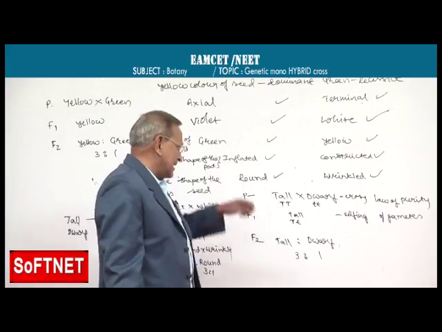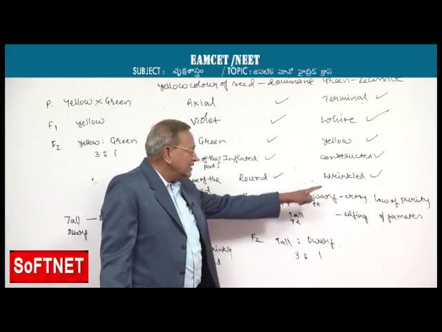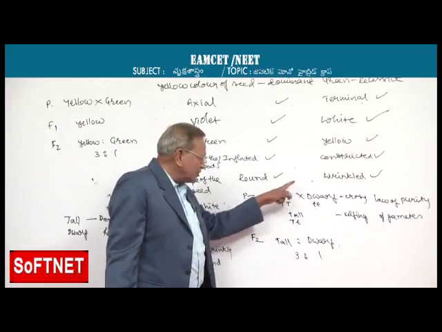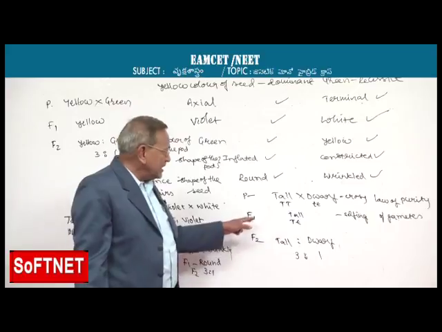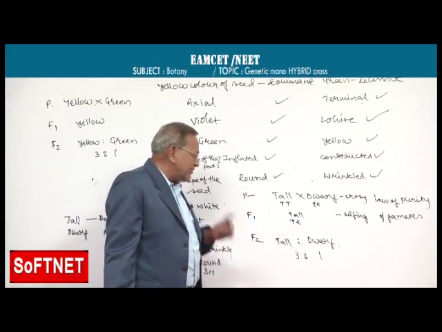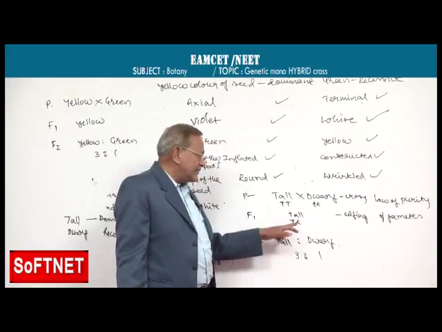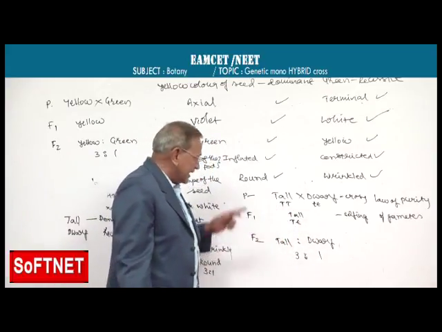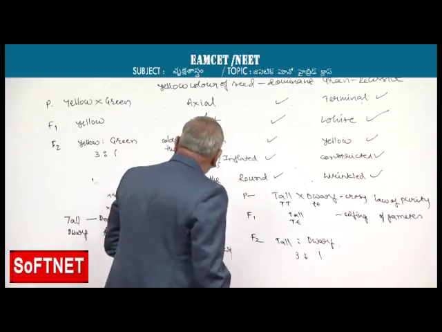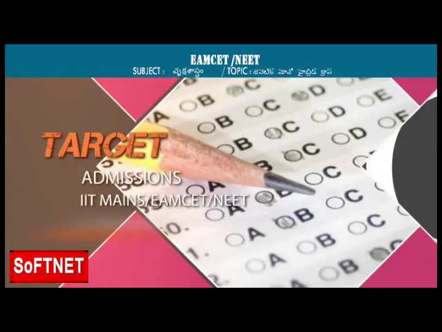This suggests that in the heterozygous condition, in the F1 hybrid, both factors, both genes, capital T and small t, are together in the hybrid. During gamete formation, either capital T enters the gamete or small t, without any kind of blending. If we observe the Punnett square, the picture will be more clear and lucid.